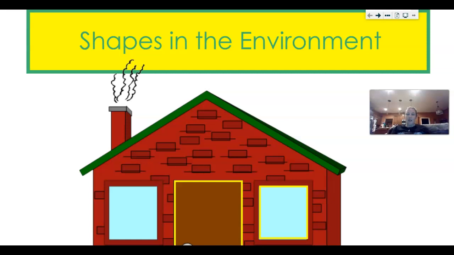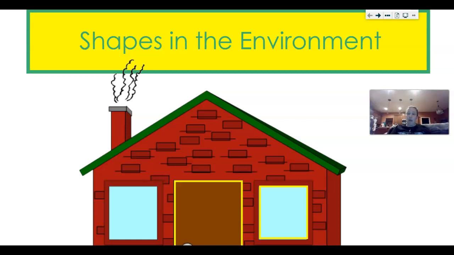Hey boys and girls, today we're going to be doing a bit of a review about 2D shapes and their attributes. And we're going to do that by looking for shapes in our environment. If you remember yesterday during our class meeting, we asked you to find some shapes in the environment around your house that were 2D and 3D shapes. Today we're going to review the different 2D shapes that we've talked about and also some of their attributes.